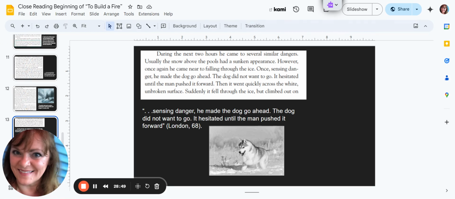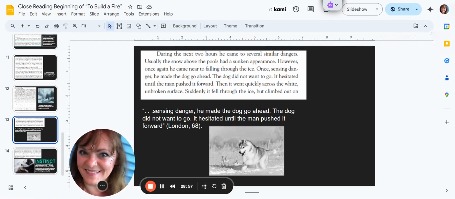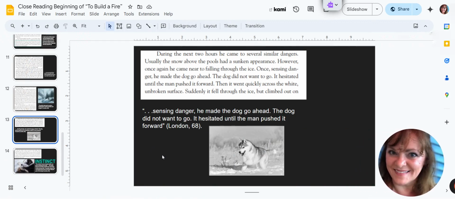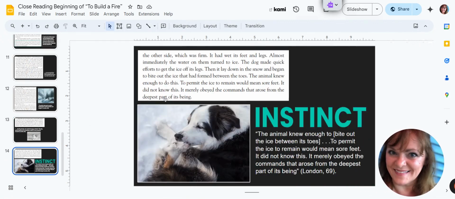Then it went quickly across the white, unbroken surface. Suddenly, it fell through the ice, but climbed out on the other side, which was firm. It had wet its feet and legs. Almost immediately, the water on them turned to ice. The dog made quick efforts to get the ice off its legs. Then it lay down in the snow and began to bite out the ice that had formed between the toes.